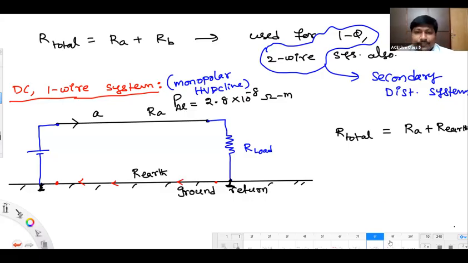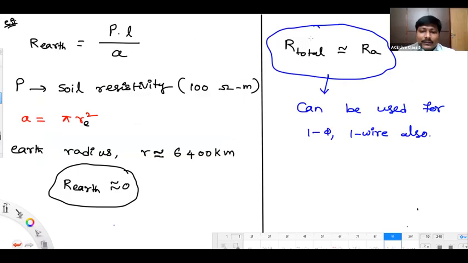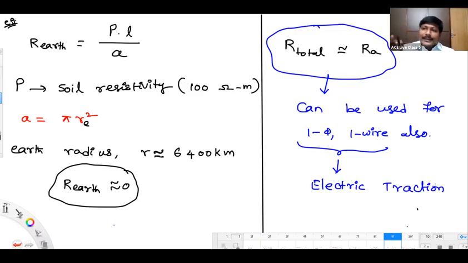Okay, next thing. What about single phase, single wire? Is it practical or not? Yes, it is practical in electric traction. We used to have only the forward conductor on the top. The return conductor acts as the railway track. So it is practical in electric traction. All the systems we have discussed till now are practical, at various places, and they have their own applications.